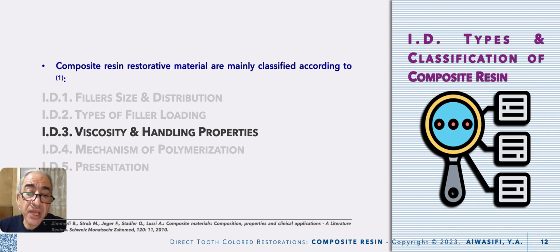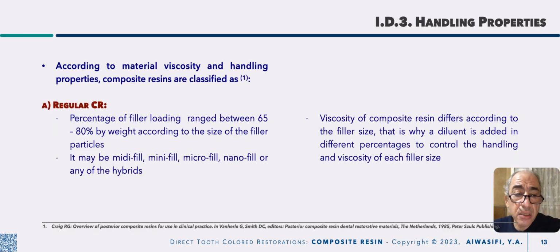Then comes the classification according to viscosity and handling properties. According to viscosity and handling properties, it is related to the amount of filler. Regular composite resin has a percentage of filler loading ranging from 65 up to 80% by weight according to the size of the filler particles and the amount of the filler. It may be midi, mini, micro, nanofill, or any of the hybrids.